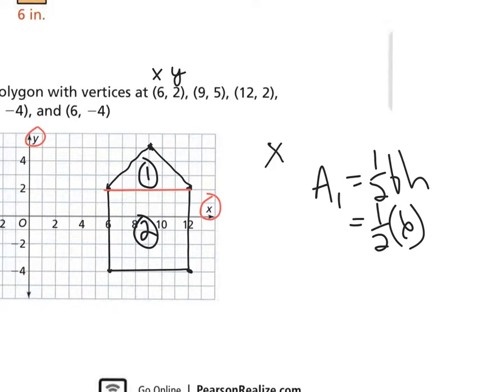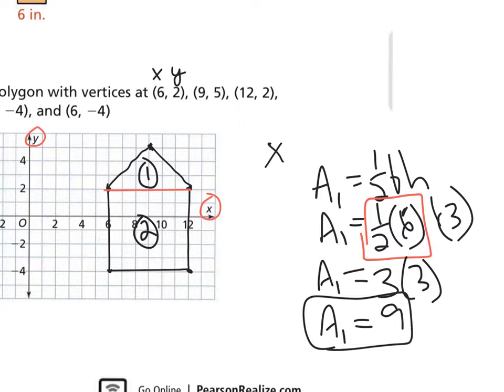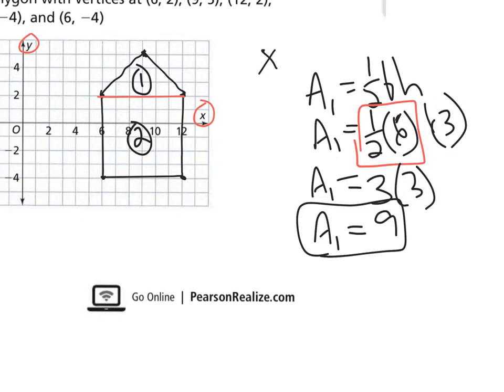And then the height of the triangle is just going straight up and down here, and we can see that that goes by 3 squares. So it's been a little bit since we've done this maybe, but 6 is even, so half of 6 we could do first, which would be 3, and then 3 times 3 is 9. That would be our triangle.